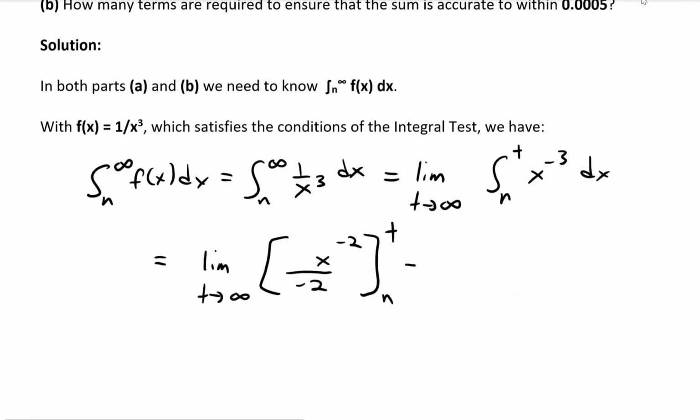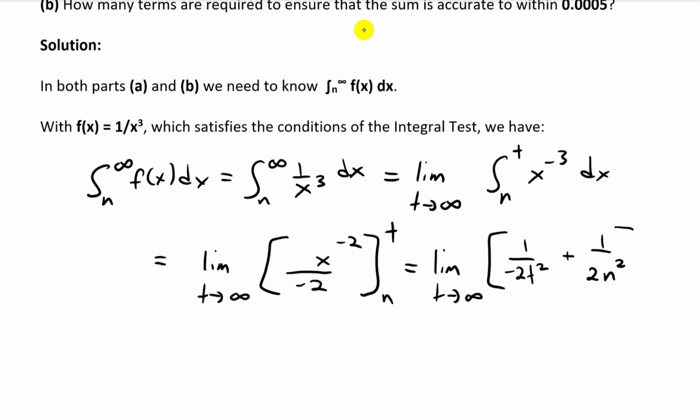So what we end up having is the limit as t approaches infinity, and now I'm going to move this to the bottom again. So this is going to be 1 over negative 2, put the t inside, t squared, just to get rid of that negative power. Then we have minus, and then the n inside, so that's 1 over, and make this a positive because the negatives cancel, so 2n squared. So that's what we end up having.